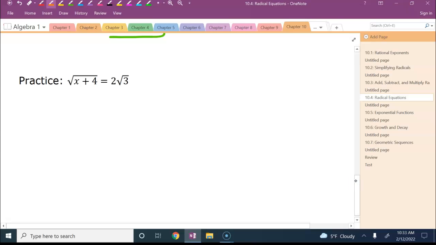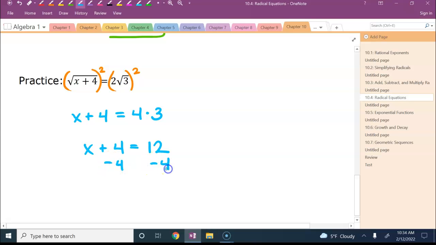For this practice problem, you have to start by just squaring both sides of the equation because it doesn't have like terms that we could combine. So on the left-hand side, you'll have an x plus 4 equals 2 squared, which would be 4, and then that 3 is going to come out of the square root sign, so we have 4 times 3 here. So we have x plus 4 equals 12. Subtract 4, we get x equals 8.